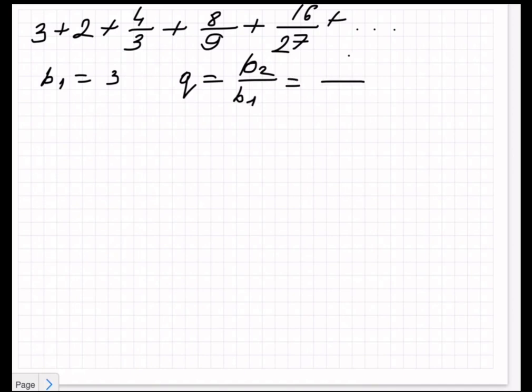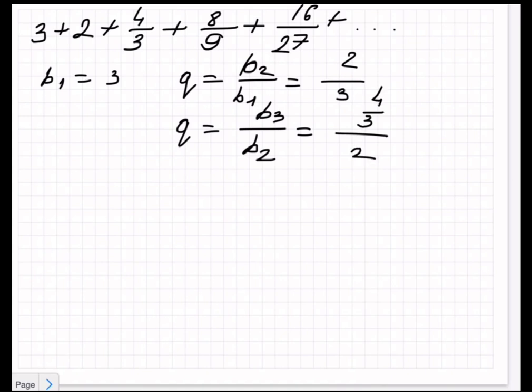Let's divide the second term by the first term. So, that's 2 divided by 3. Now, just to confirm, it has to be the same. We need to check the third term divided by the second. If you take 4 over 3 and divide it by 2, that's going to give us the same value. If you multiply the top and the bottom by 3, 4 thirds times 3 is just 4, and 2 times 3 is 6. 4 over 6 reduces to 2 over 3.